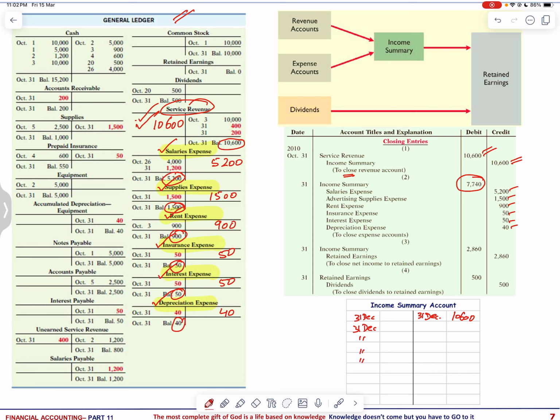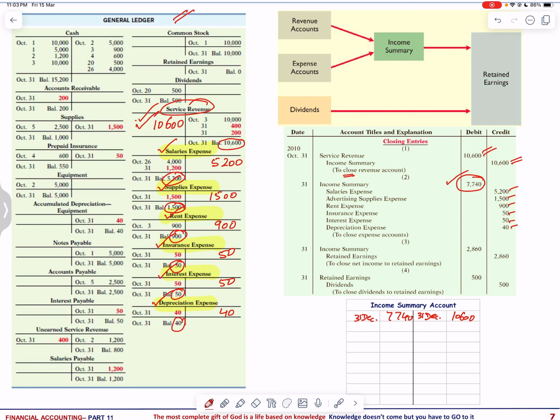So it is 5,200, 1,500. Rather, sorry, on 31st December, the income summary is debited by 7,740. Now, obviously there is a balance, and there is a balance of how much?